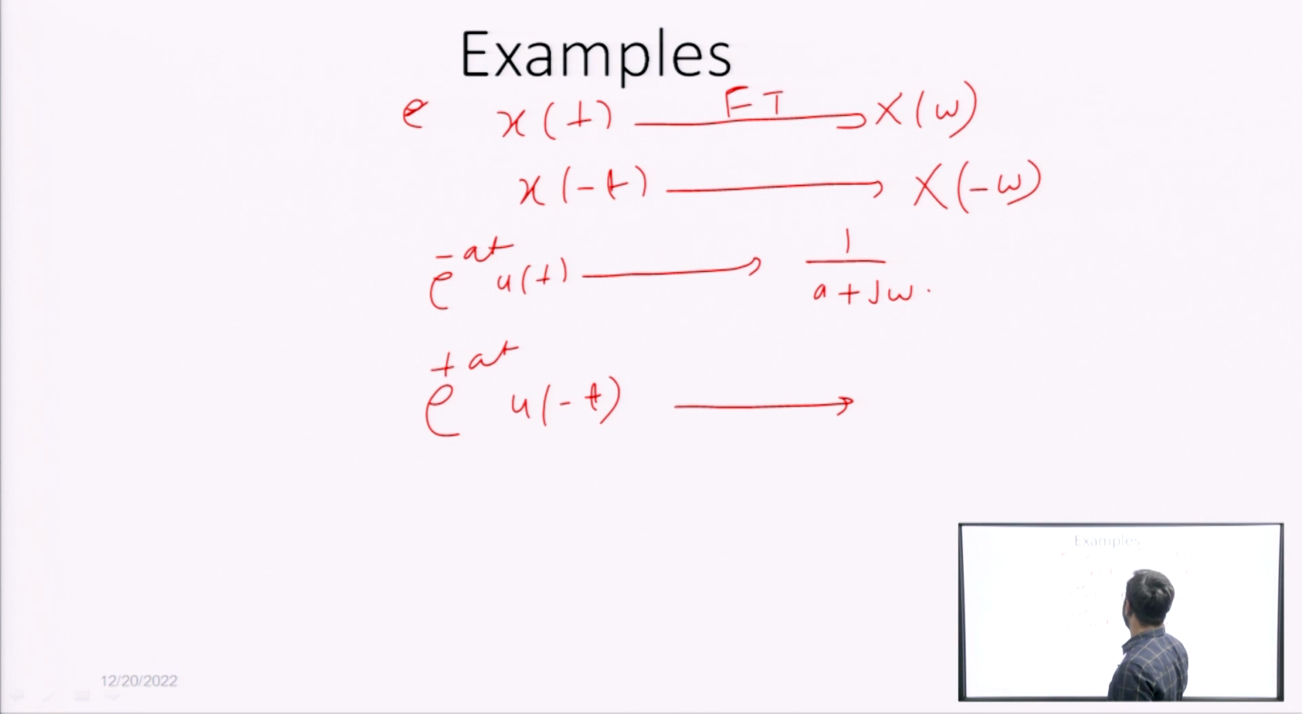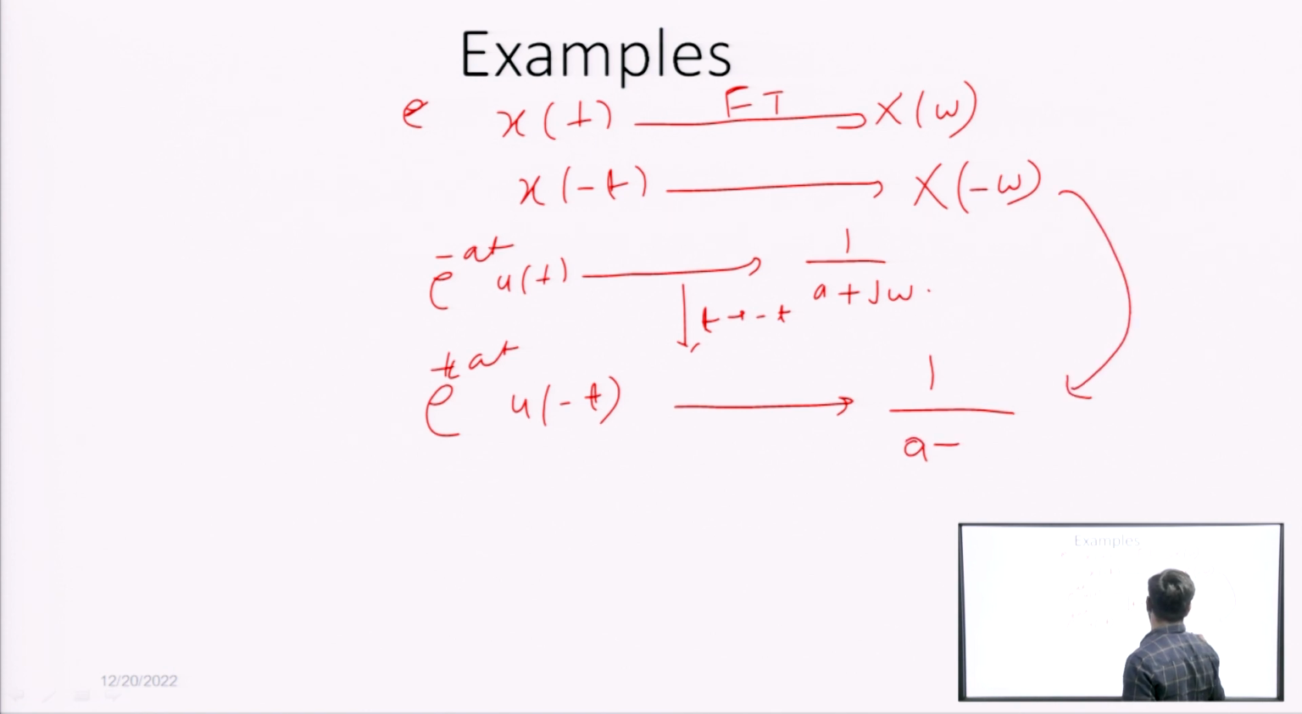What do we have to do? We have to replace t by minus t. So minus t will become plus t, and t becomes minus t, and from this property we will get 1 upon a minus j omega. So remember this property as well: if the Fourier transform of e to the power minus a t u(t) is 1 upon a plus j omega, then the Fourier transform of e to the power a t u(minus t) gives us 1 upon a minus j omega.